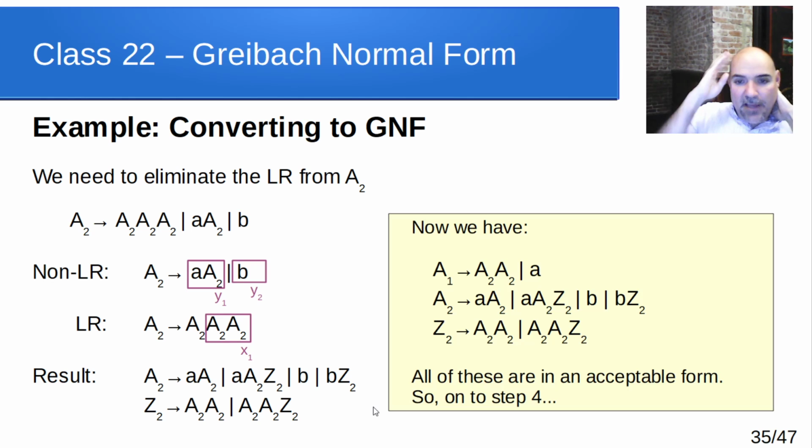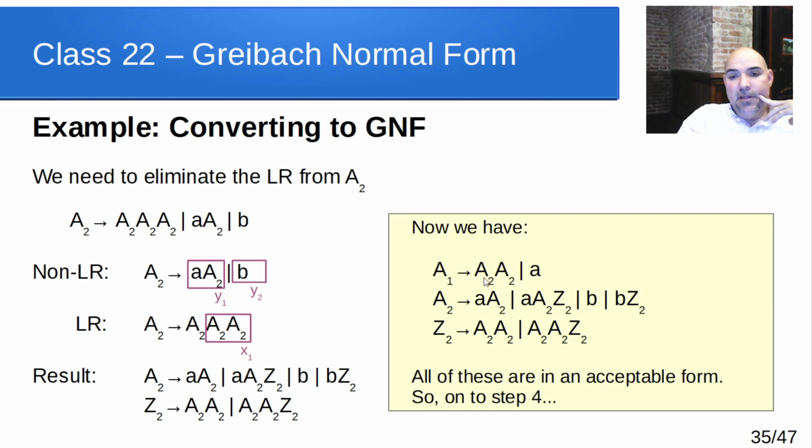Okay, so now we have that. So now we've got A1, and this is the full grammar again. Now we have A1 produces A2, A2, or A. And then we have A2, which we eliminated the left recursion from, doing these things that we just had over here. And then we have the new variable Z2 that was introduced to get rid of the left recursion, doing exactly what we had down here. So now all of those are in an acceptable form. They fit one of those forms we had.